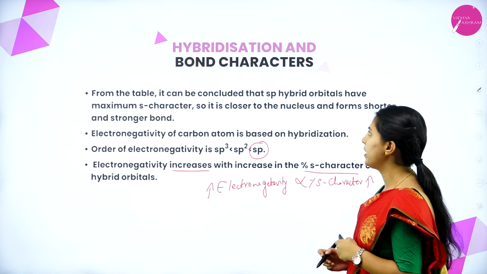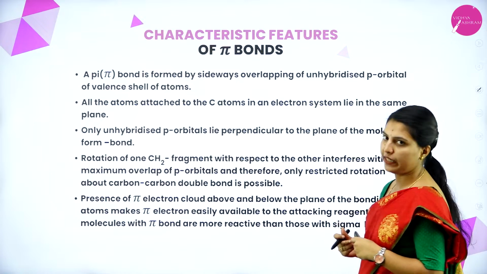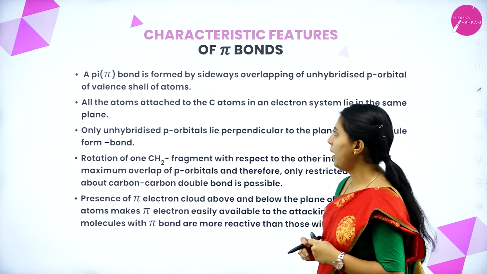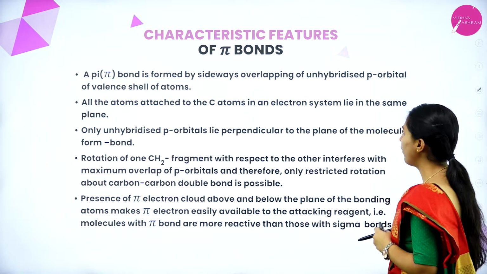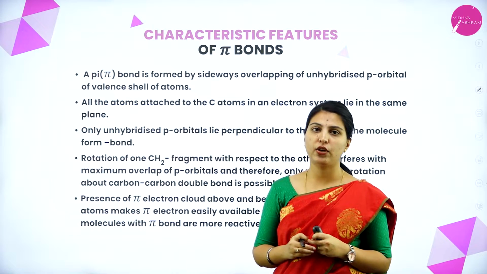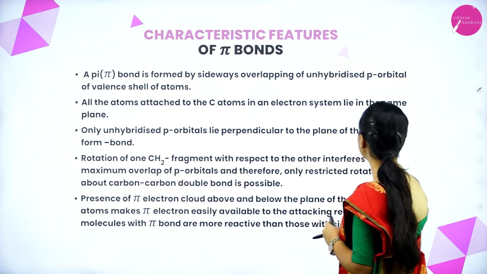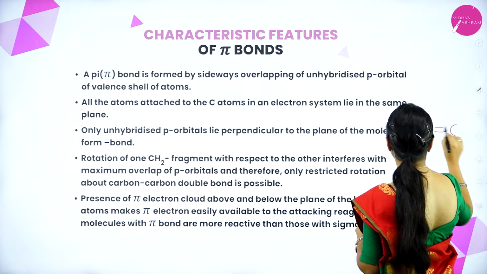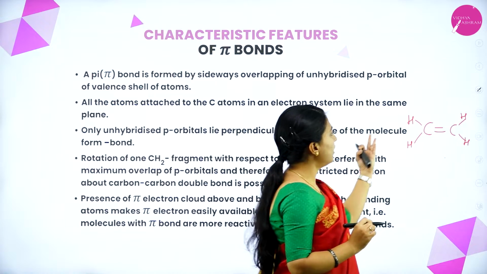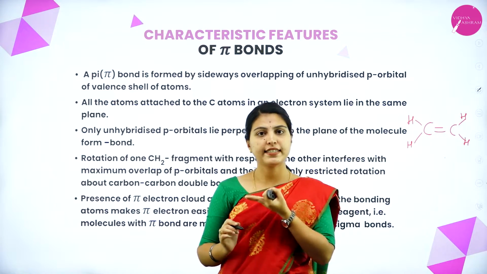This is about the hybridization and bond characters. First we will see the characteristics of pi bond. A pi bond is formed by sideways overlapping of unhybridized p orbitals of the valence shell of electrons. See here, this is ethene, right? All the elements are in the same plane.